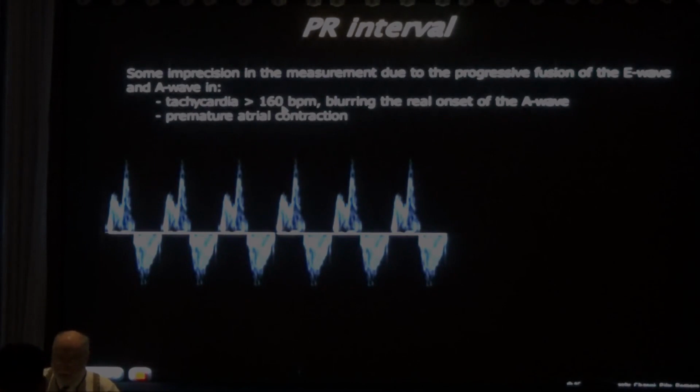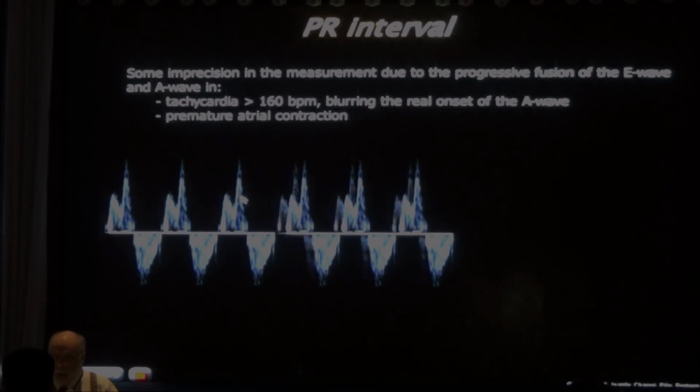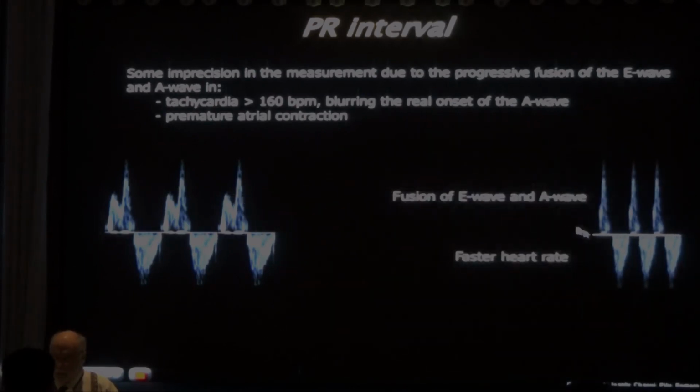I'm running out of time, so let me give you just a few more images on that, and then we'll stop. If you have a baby whose heart rate is too fast, above 160 beats per minute, there will not be time for the passive filling of the ventricle. And then E and A are progressively going to merge, and you have a monophasic wave instead of a diphasic wave. Same thing happens with premature atrial contraction.